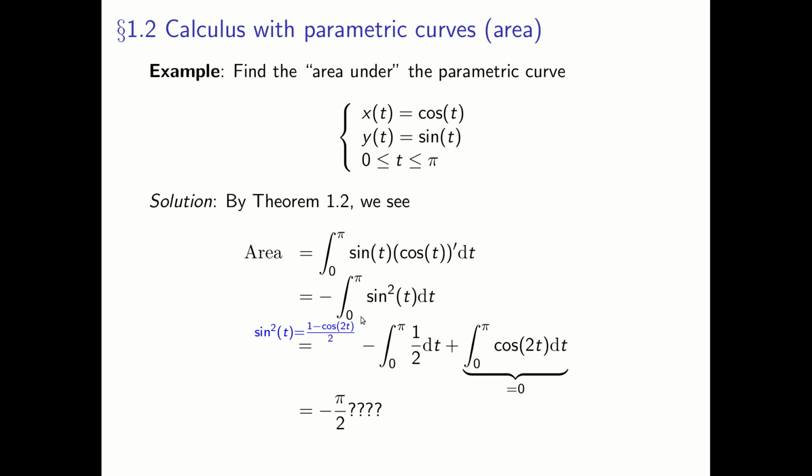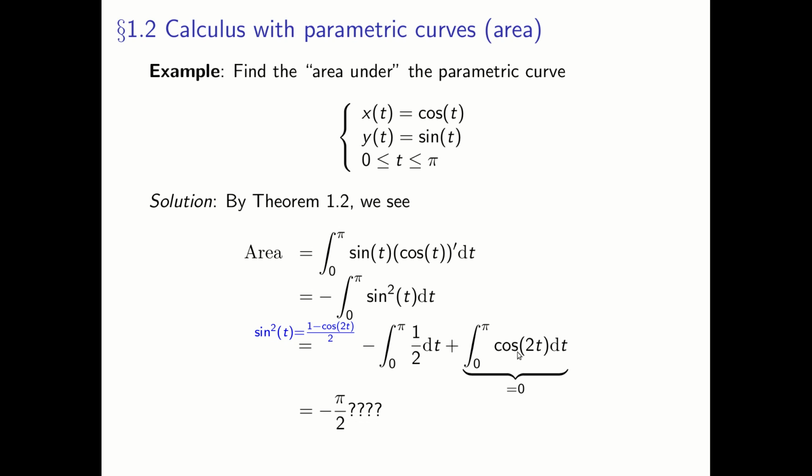Now, I apply a trig identity here to the sine squared to make it easy to integrate. And this is a trick that they teach you in Calc 2 quite often. So the negative sign sticks with this 1/2, and I integrate from 0 to pi of 1/2. That's where my pi over 2 comes from. But if I integrate this, well, what's going to happen is the antiderivative is going to be 1/2 sine of 2t if you do a u substitution.